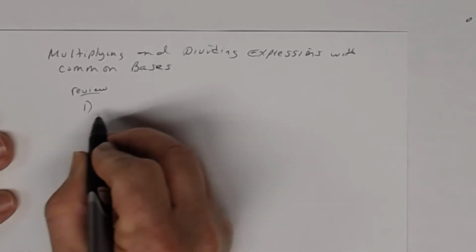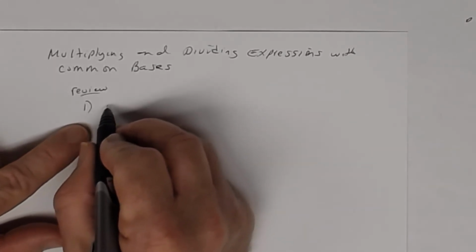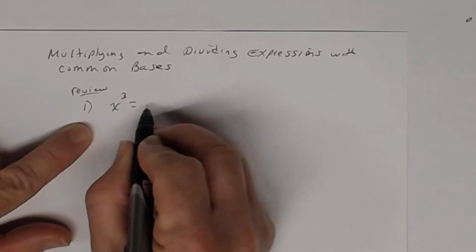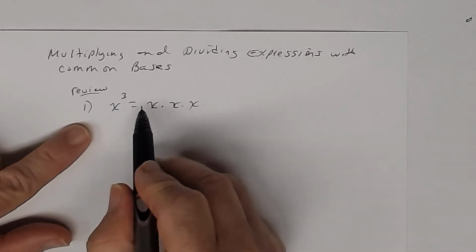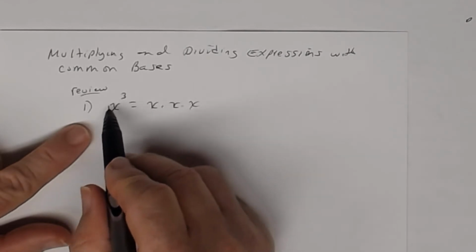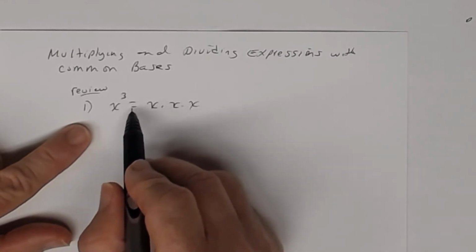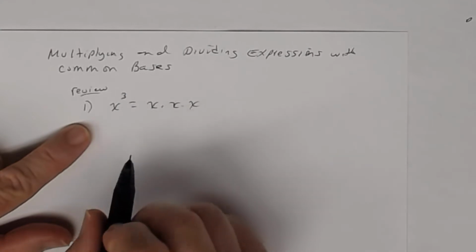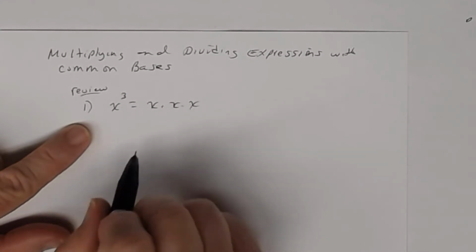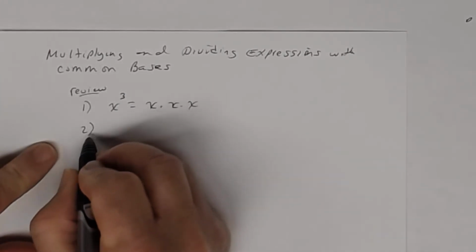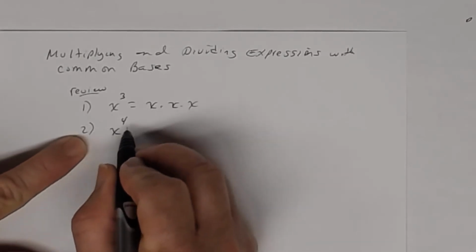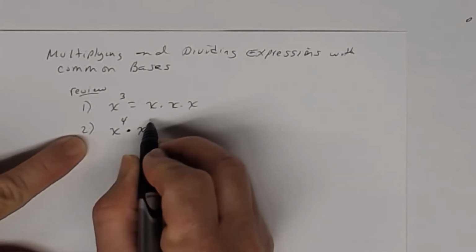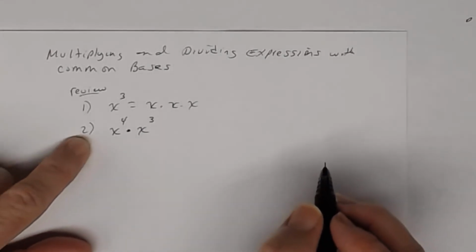So number one, we know this. We know that x to the third means x times x times x, right? So x to the third, that's what this means. So I'm taking the base x and I'm multiplying by itself a factor of 3 times. Okay, so you see 3 factors of x. And number two, what if I had x to the fourth times x to the third instead? What if I had that?